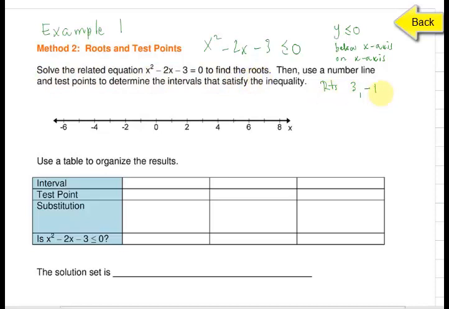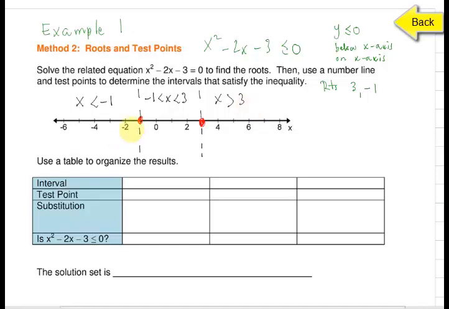You can do that by solving the related equation to find the roots, but like I said, we've already done it. And so what we're going to do is plot those on our number line. Because we are dealing with an inequality that is less than or equal to, and we want the values that are also on the x-axis, we're going to use closed circles at -1 and at 3. Okay, so what this does is divide our number line up into 3 regions. All those values for x which are less than -1, all the values for x which are between -1 and 3, and all those values for x which are greater than 3.